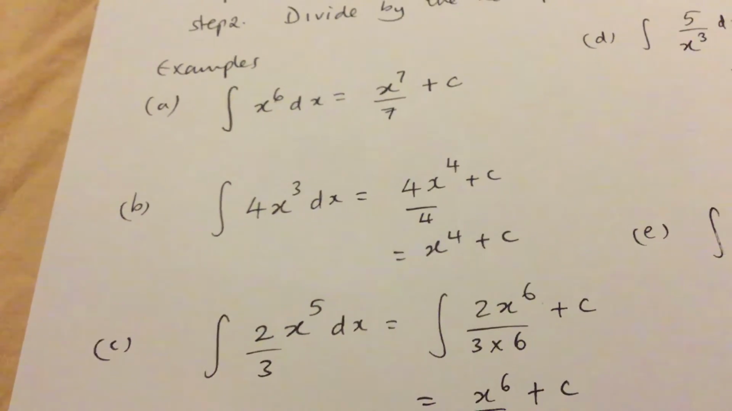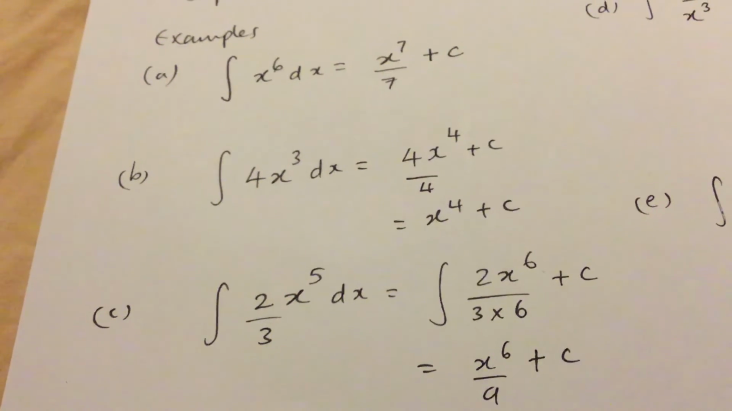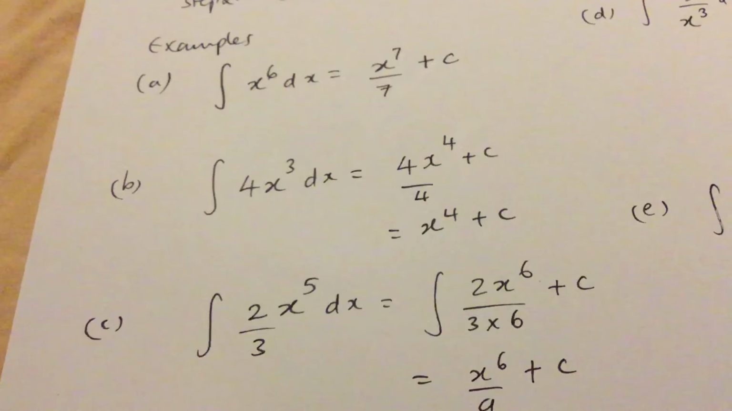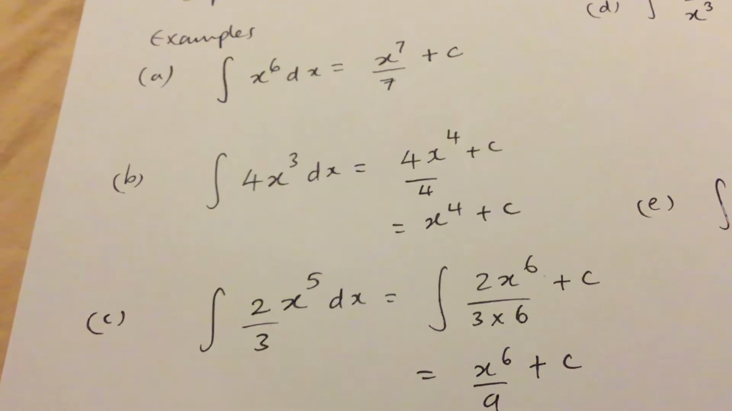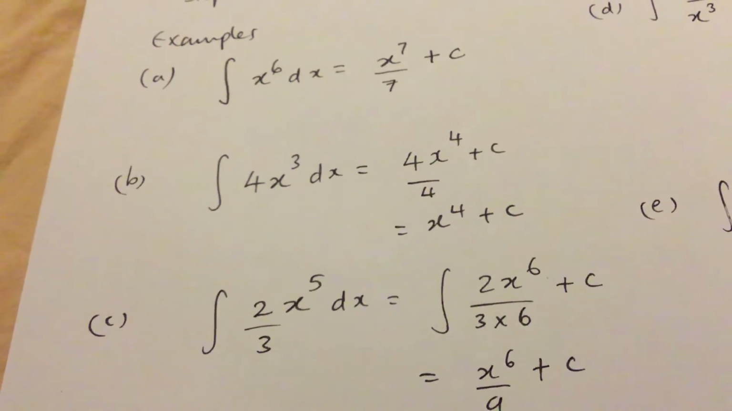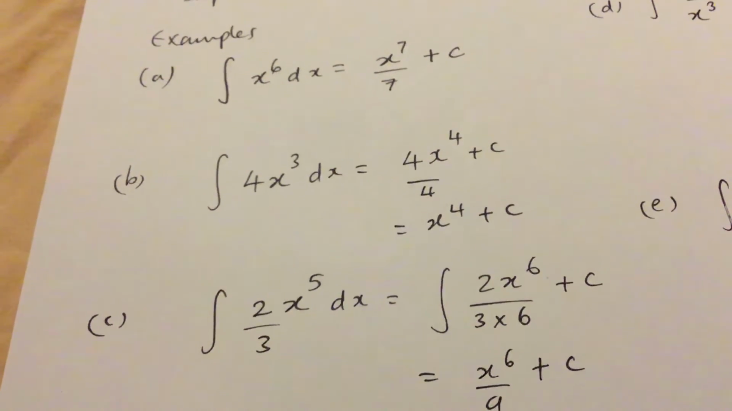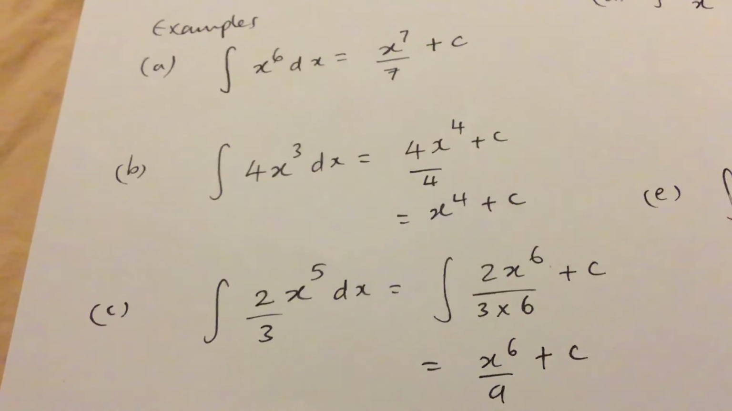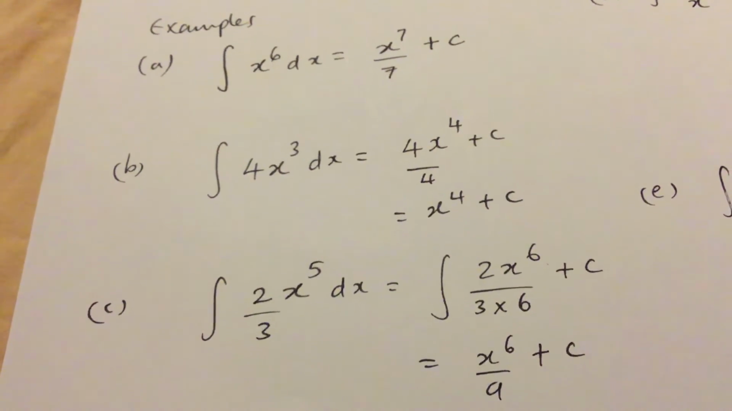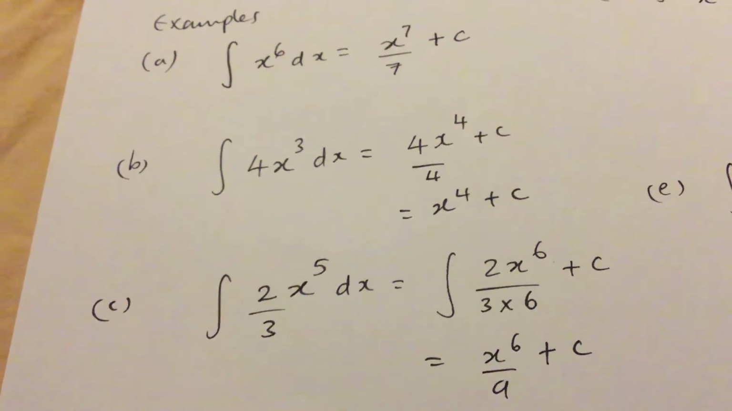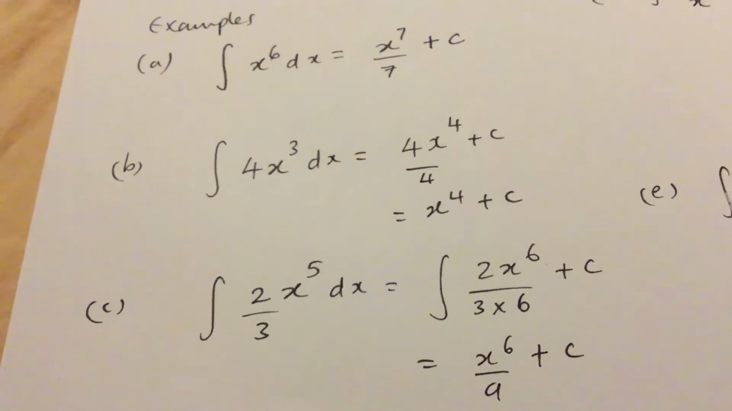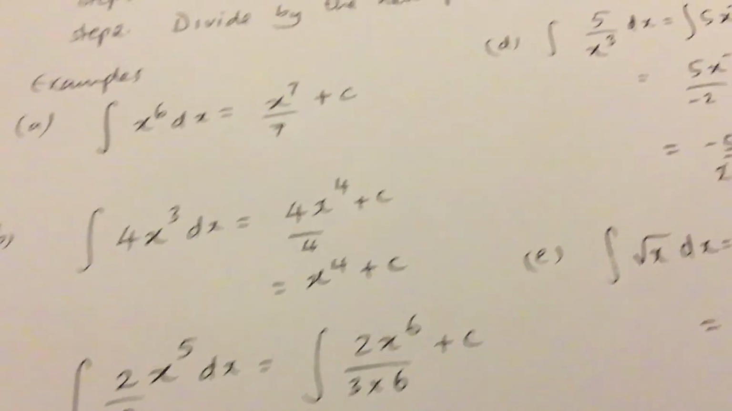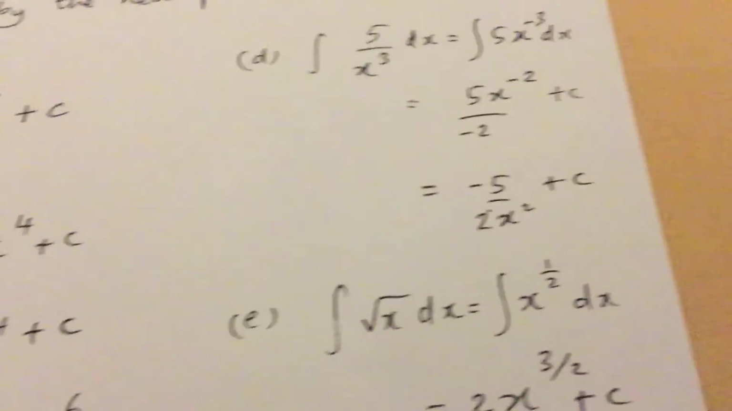Next example, 2/3 x to the 5 dx. So the old power is 5. If we add 1 to the power, we get 6 and divide by 6. So what you can do is write the 6 next to the 3 in the denominator. Then 2 goes in 6 3 times, then 3 times 3 gives you 9. And the best way to know whether you're right or wrong is to differentiate your answer, and then you'll get the question. Now moving to some more complex examples.